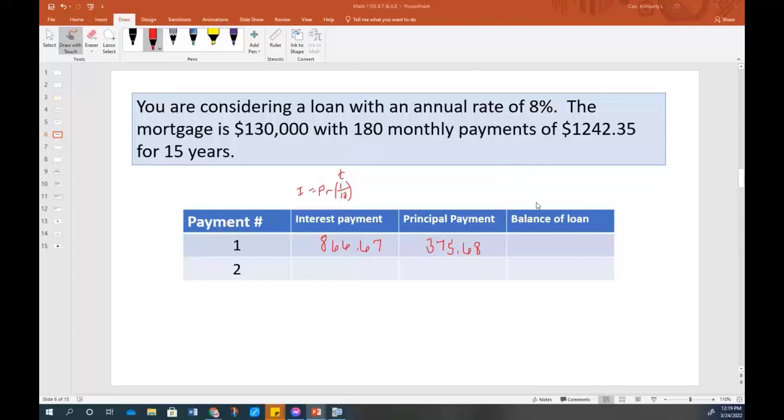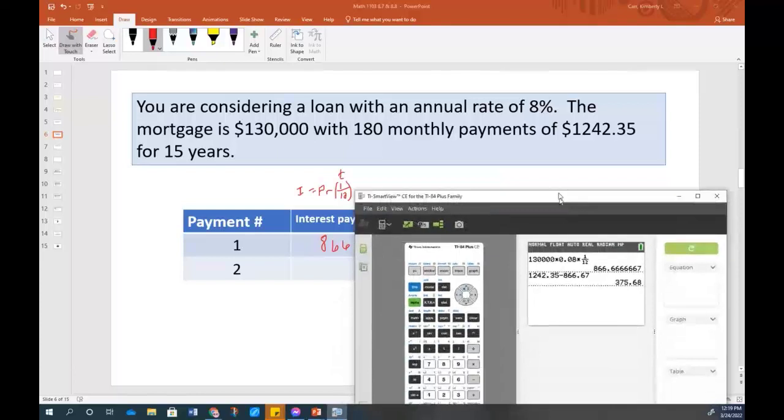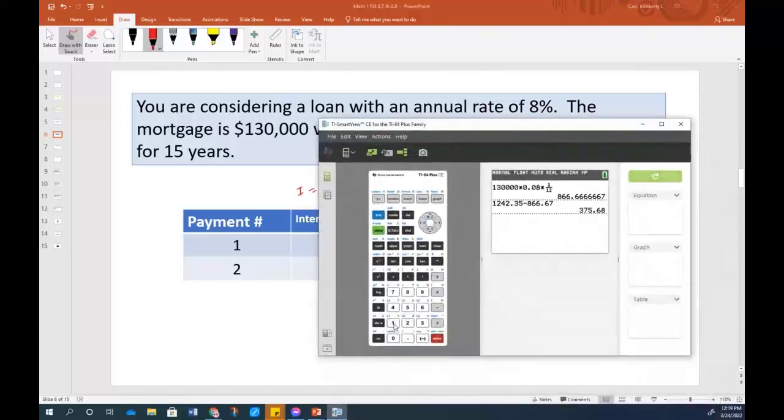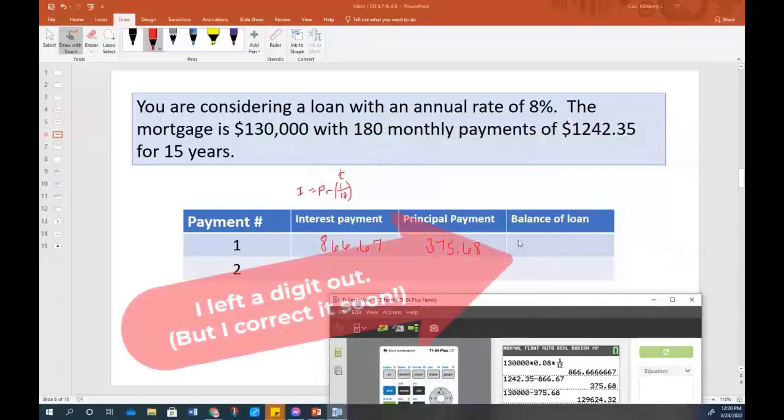So now my balance of the loan will be my previous balance minus my principal payment. So I previously owed $130,000, but now I am decreasing that by $375.68. So now I have a new outstanding balance of $129,624.32.